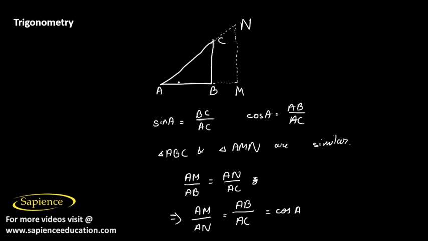So it doesn't matter which triangle we are considering, ABC or AMN, the cos A value is always going to be same because it is the value of the ratio, and the same is true for all the trigonometric ratios. It doesn't matter which triangle we are looking at, as long as the angle is same, the value of the ratio will also be the same.